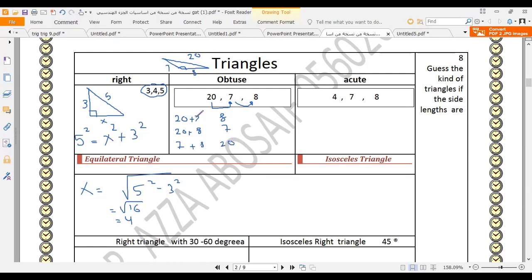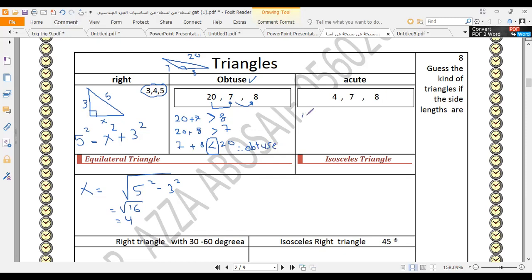Now here, 20 plus 7 will be greater than 8. And 20 plus 8 will be greater than 7. And 7 plus 8 will be less than 20. So if you have less here, the sum of two sides less than the third one, this means you have an obtuse triangle. So this is the obtuse. I will do the same here also.